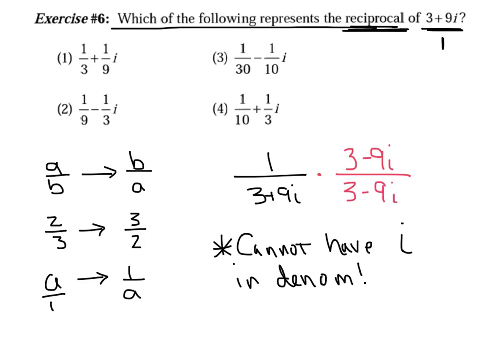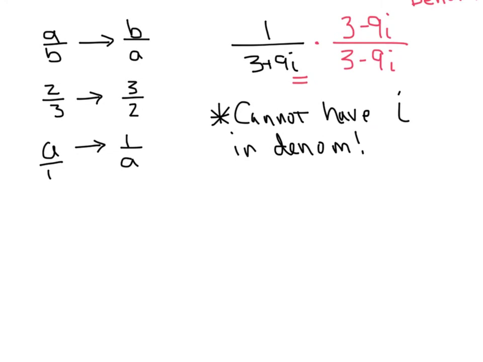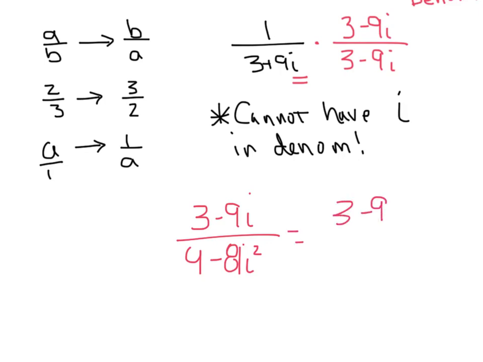In other words, what we're trying to do is rationalize the denominator, because with the i in the denominator, it's not rational. So we're trying to get the i's out of there and create a real number. And we proved earlier in the video that if you multiply two conjugates, you're guaranteed to get a real number. So let's go ahead. If I go across the top here, 1 times anything is itself. And if I go Florida style on the bottom, I got 9 minus 81i squared. So that's going to give me 3 minus 9i all over 9 plus 81, which is going to be 90.